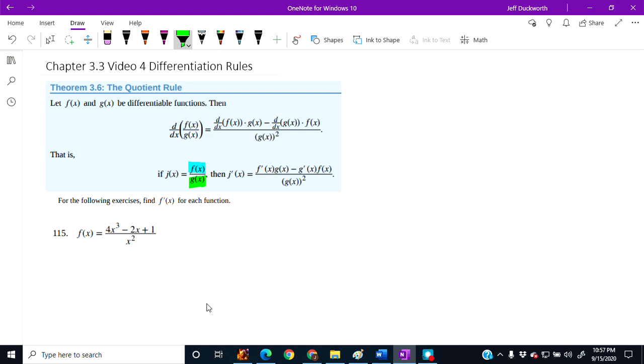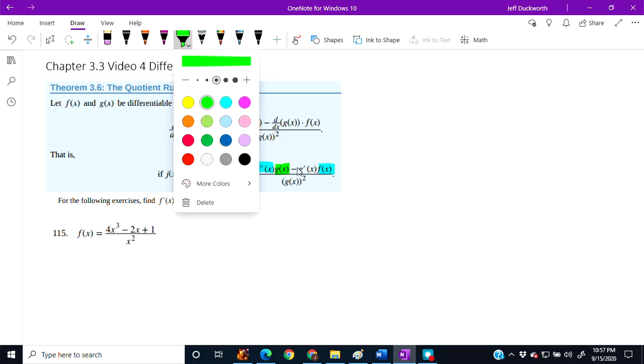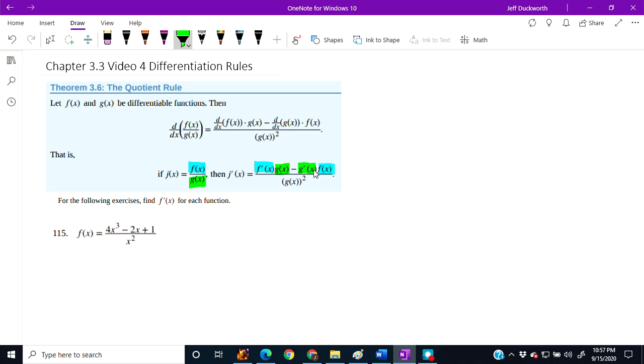you take the bottom multiplied by the derivative of the top, minus the derivative of the bottom times the top. So there's the top and the derivative of the bottom, all over the bottom squared. So the bottom stays there, but you have to square it. Remember that.